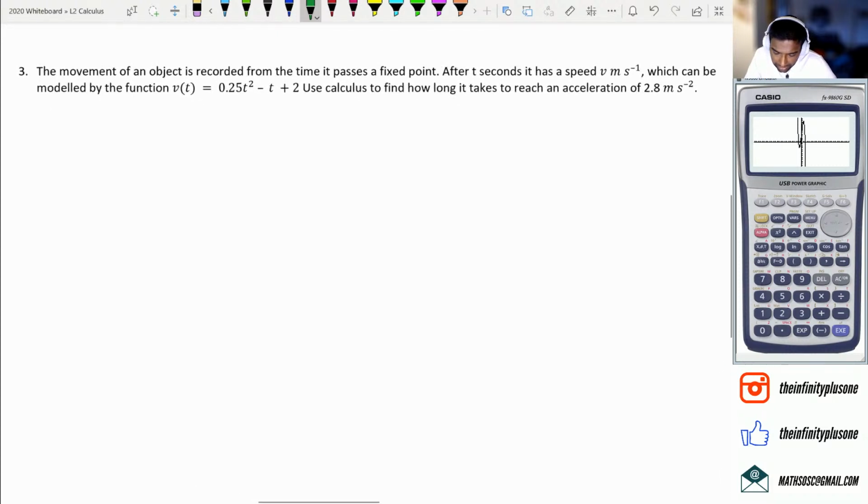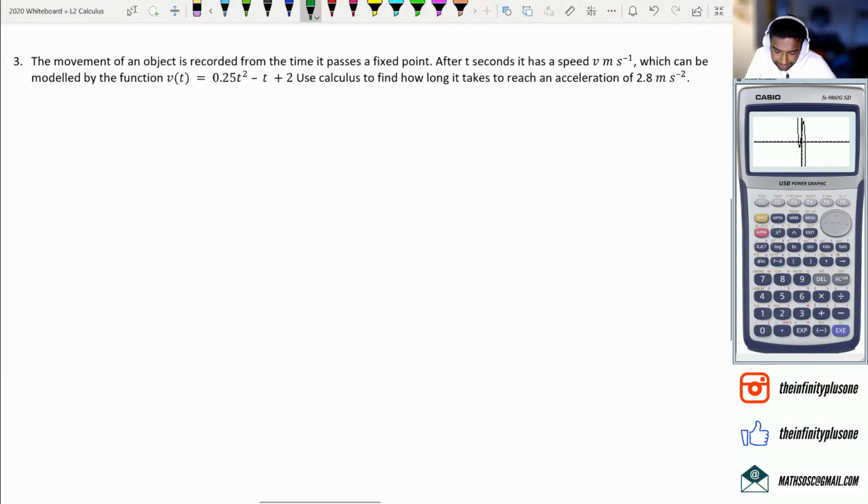All right, so let's have a look at this question here. This one is kinematics. Just remember that when you start off with kinematics, you've got distance or displacement. Differentiated, you get velocity. Differentiated again, you get acceleration.